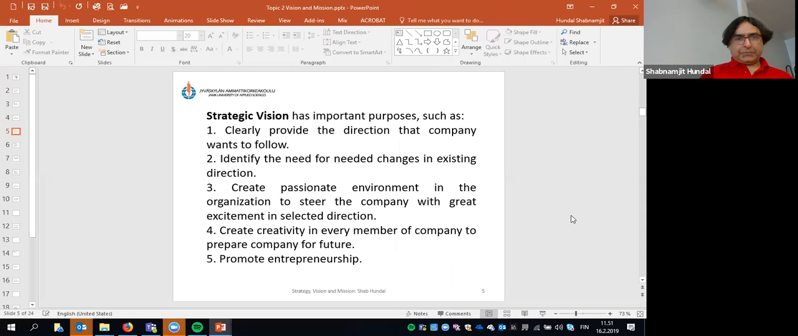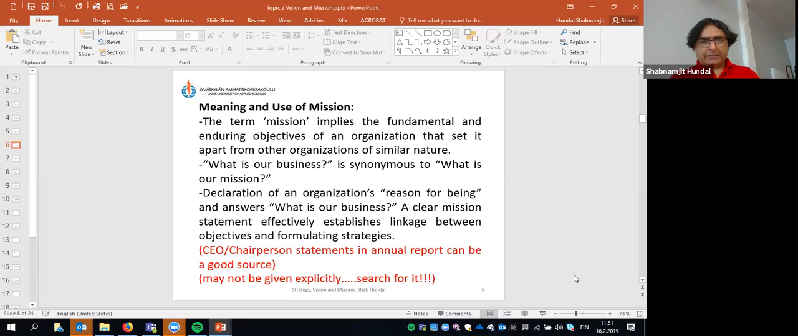Show something more to you. Strategic vision, the objective. This is the vision, basically. What are the directions of the company? What are the needs? What changes are needed? So maybe I give you examples.